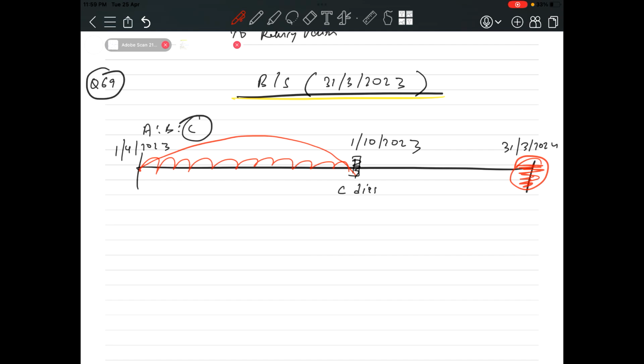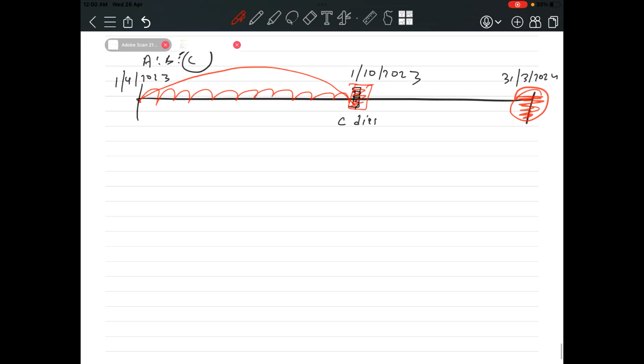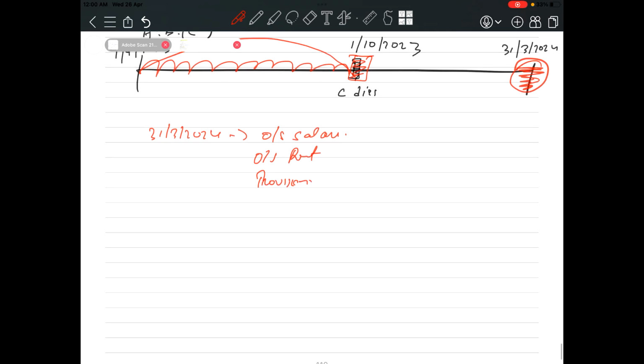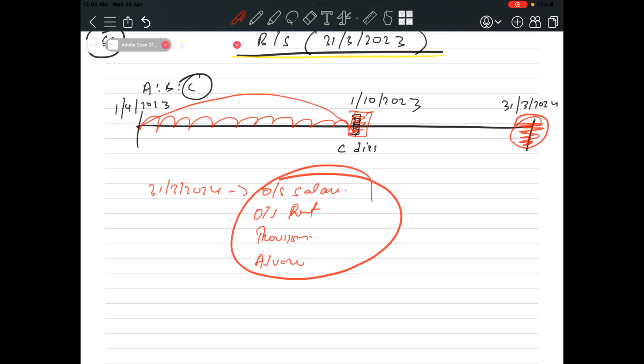Now you may say, why doesn't the firm calculate profit at this period? Because at the year end on 31/3/2024, we'll have to see the outstanding rent and salaries. We have to provide for the outstanding rent, outstanding salaries, and make provisions. Then there may be other items, such as advances. All these adjustments will be done at the year end. So it is not practically feasible for any business to calculate profit at this period.